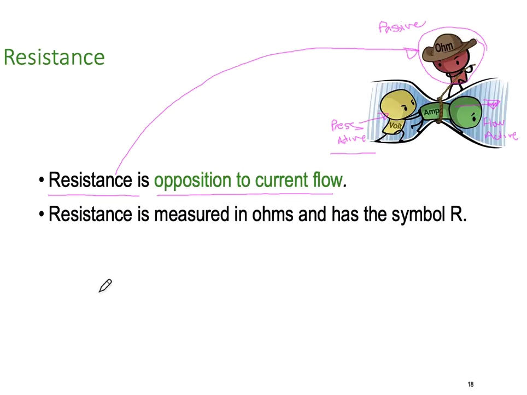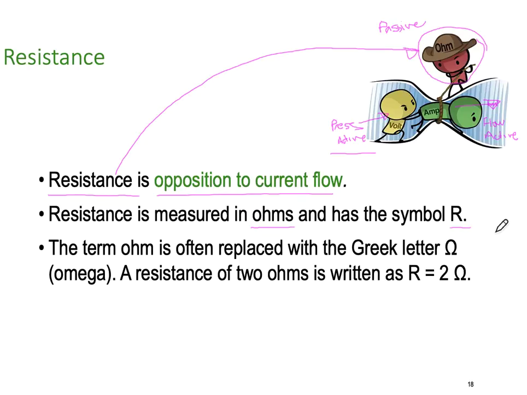Resistance is measured in ohms, named after George Ohm. And we use the symbol R, R for resistance. The term ohm is often replaced with the Greek letter omega, but quite often we're just happy with R. A resistance of 2 ohms would be written R equals 2 omega, or ohms.